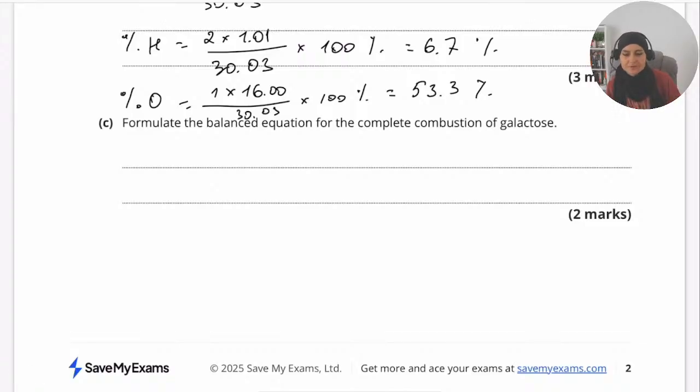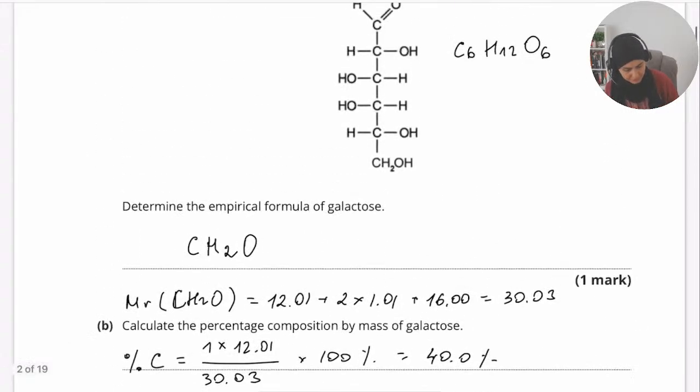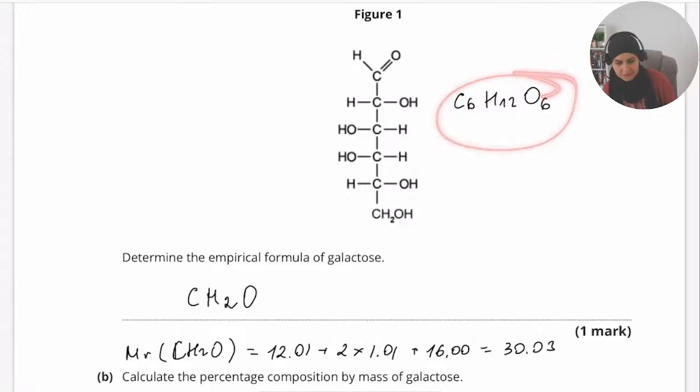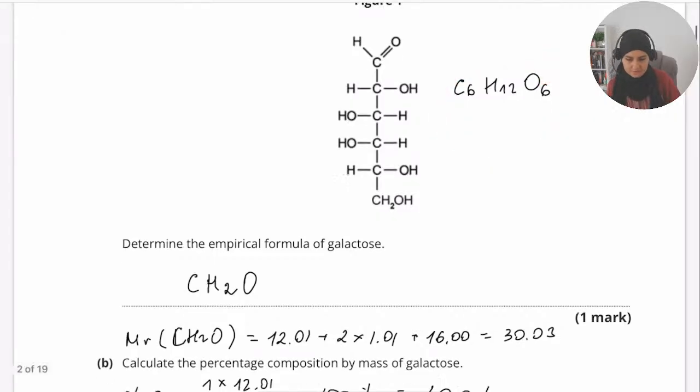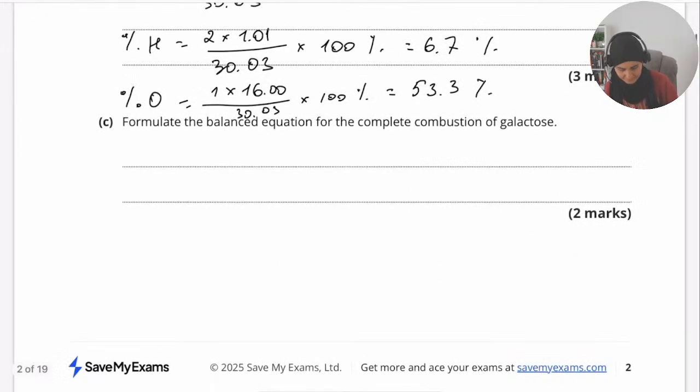For the complete combustion of galactose, obviously we have to use the molecular formula. Luckily we calculated it: C6H12O6. What is complete combustion? Complete combustion is a reaction with oxygen. So plus O2, oxygen is always O2, remember?